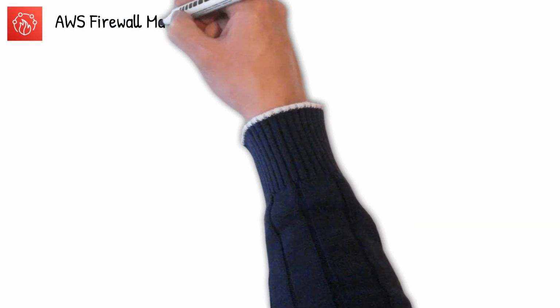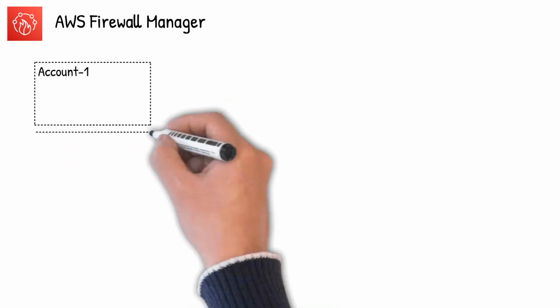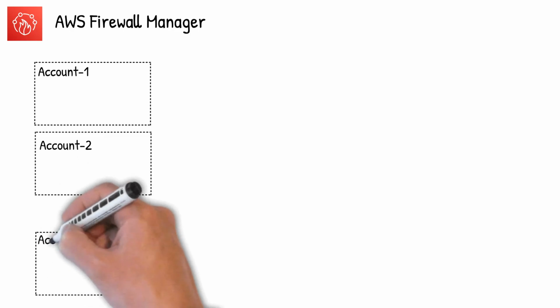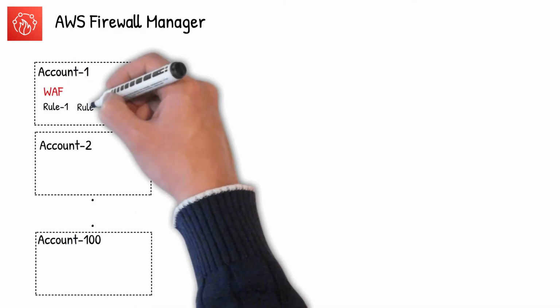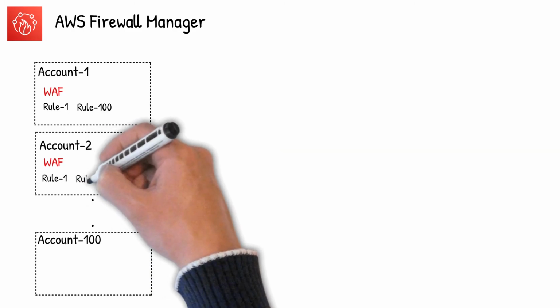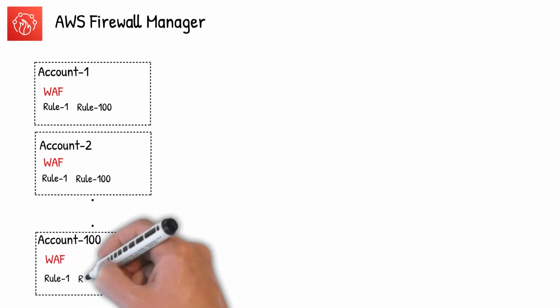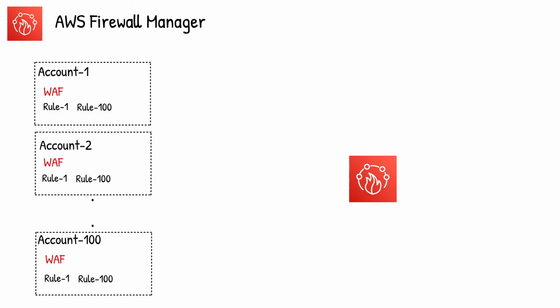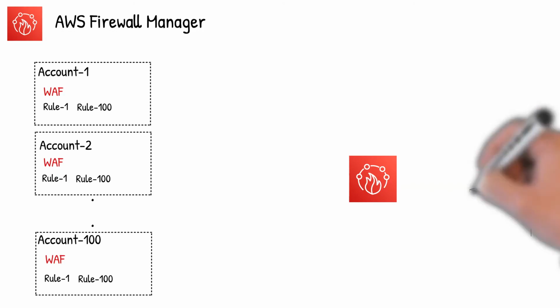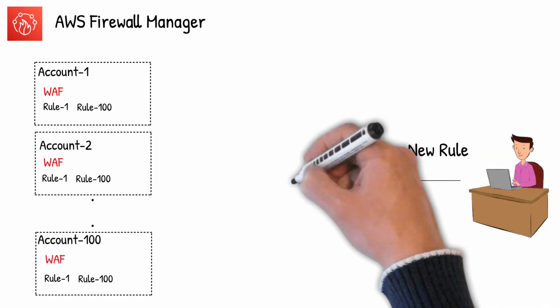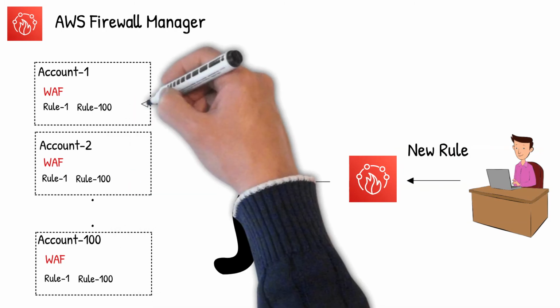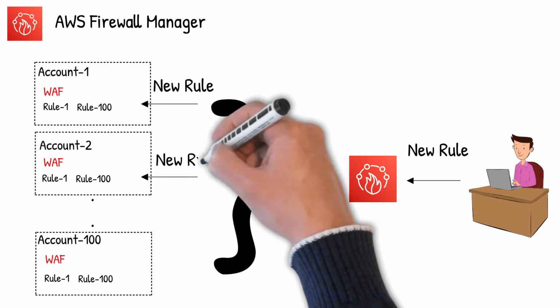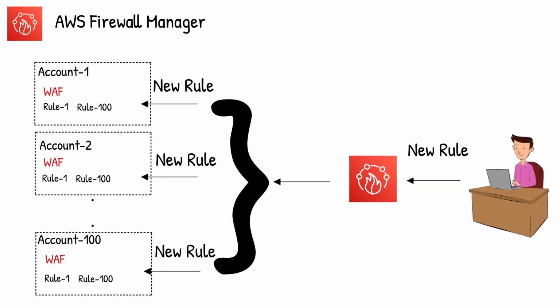AWS Firewall Manager. If you have multiple AWS accounts and you have to manage WAF rules on each one of them, it will quickly become cumbersome to apply a new rule across all of your accounts. AWS Firewall Manager is a security management service that makes it easier to centrally configure and manage AWS WAF rules across your accounts and applications. Using this service, you can easily roll out any changes to AWS WAF rules across all accounts.